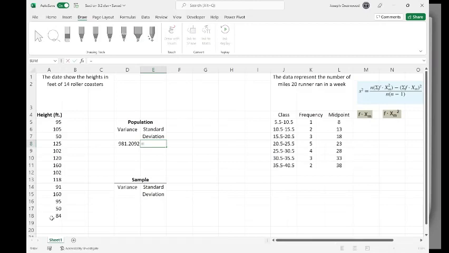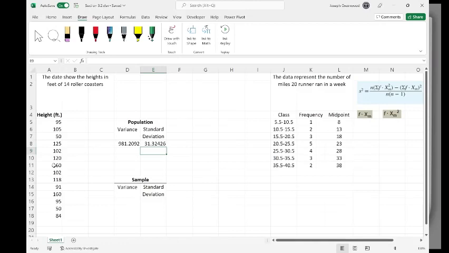Or I hit my equal sign and type in STDEV. That stands for standard deviation. And look, I've got .P and .S. So I'm going to go .P, open parenthesis, highlight all of my data, close parenthesis, and hit enter. And there we go. It square roots the variance and gives me that value of 31.3. So we know that on average, the height of a roller coaster deviates away from the average by about 31 feet.